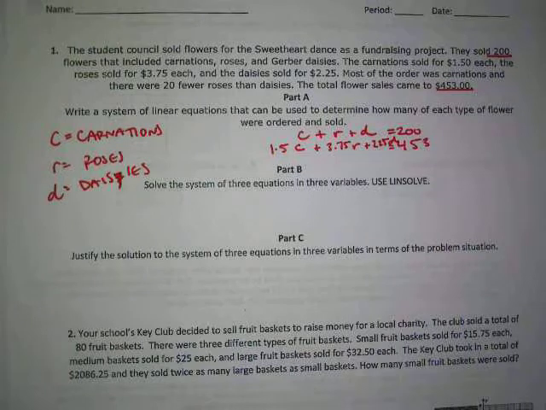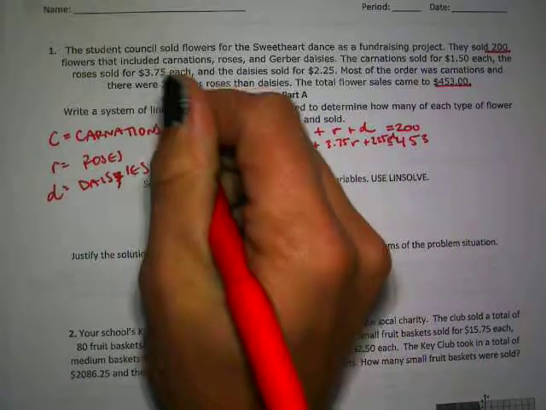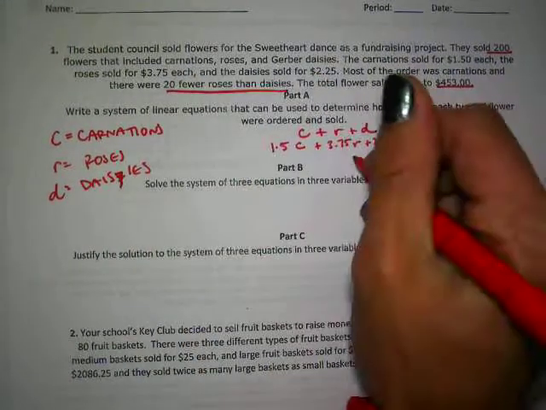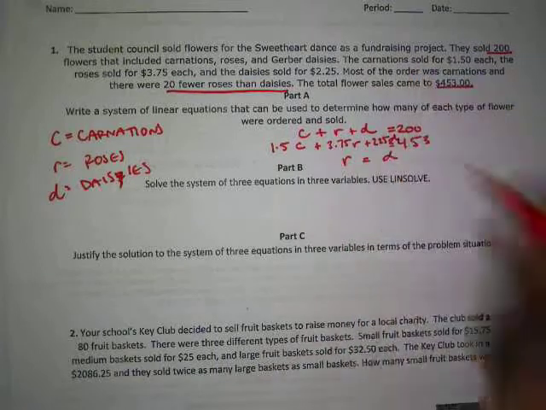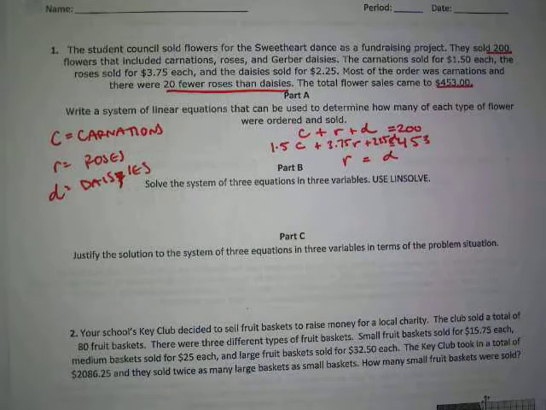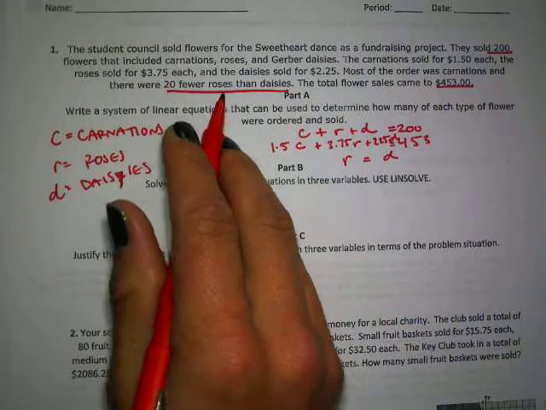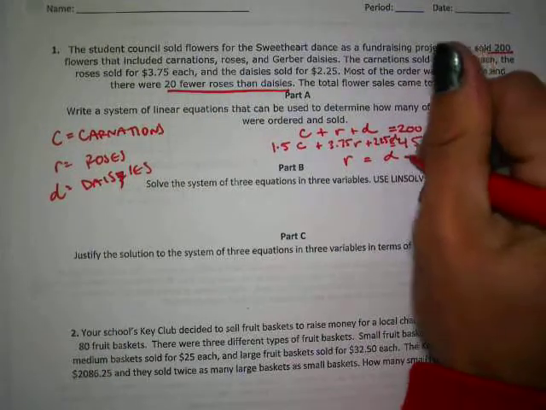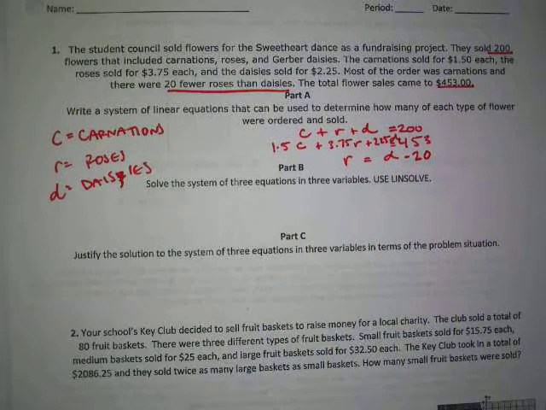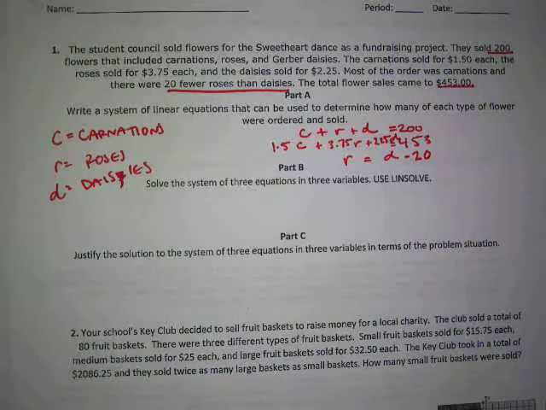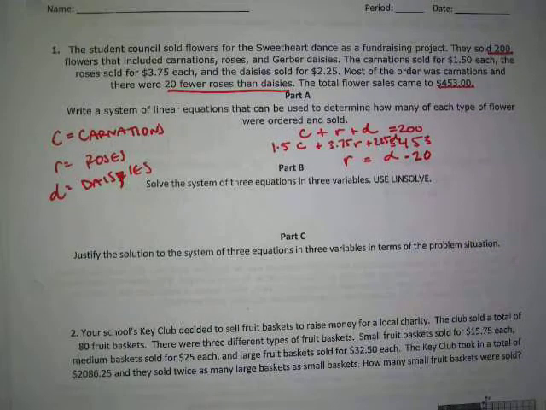Since I have 3 variables, I need 3 equations. There are 20 fewer roses than daisies. So I know I'm comparing roses and daisies. And because there are 20 fewer roses than daisies, I am going to subtract 20 from the daisies to make them equal, because roses already has 20 fewer. So you have to subtract 20 from the daisies to make them equal.